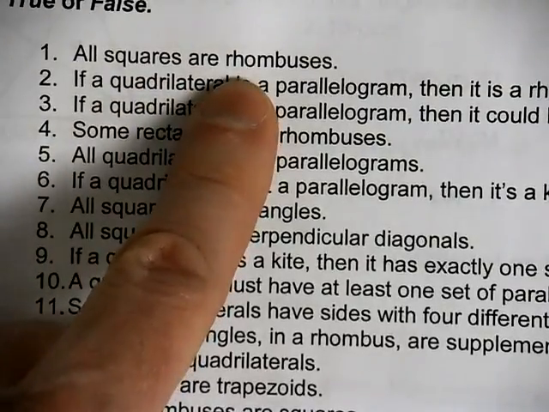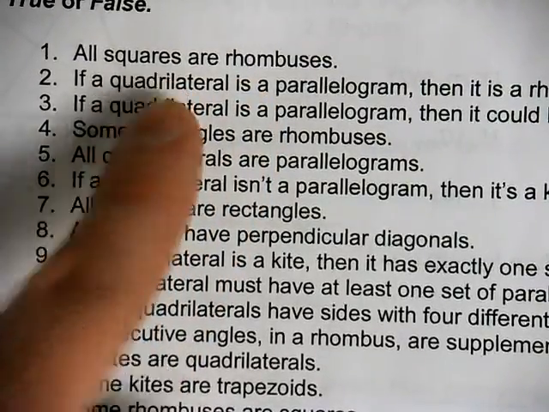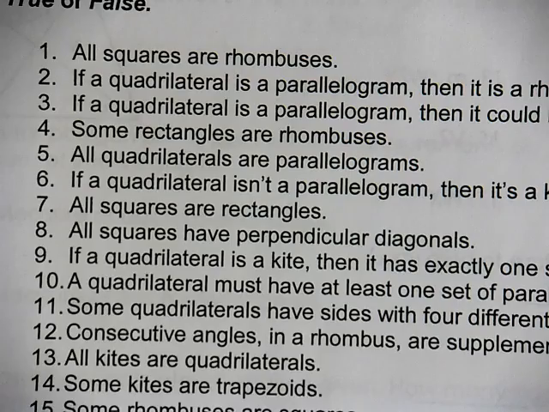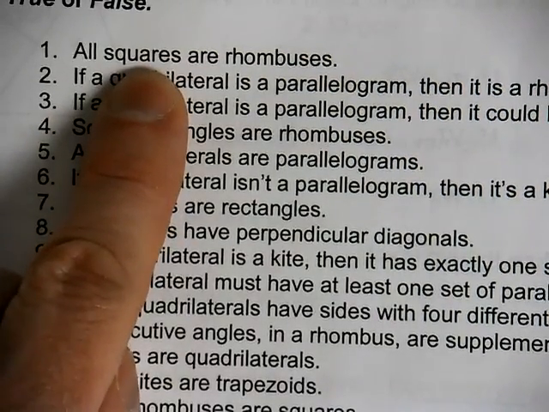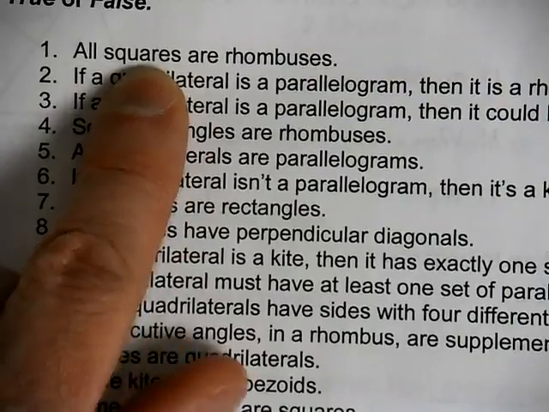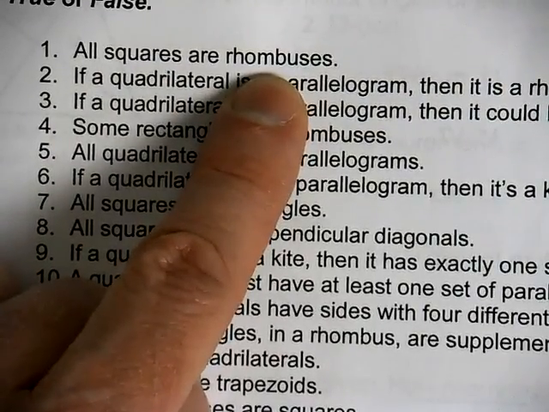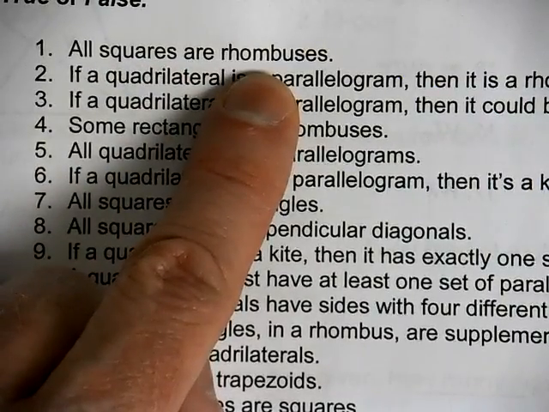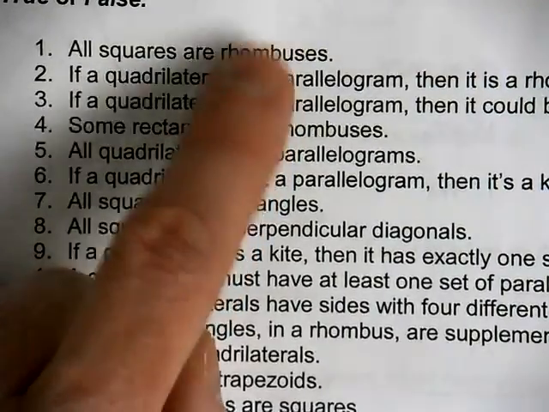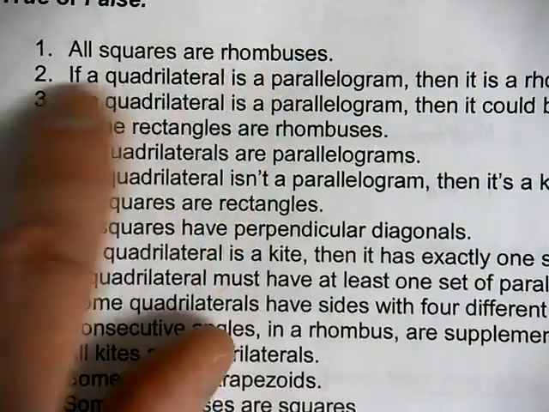All squares are rhombuses. Is that a true statement or a false statement? All squares. Well, I know a square has right angles and equal sides. Rhombuses have equal sides. So all squares have equal sides. That's true. So this is going to be a true statement.